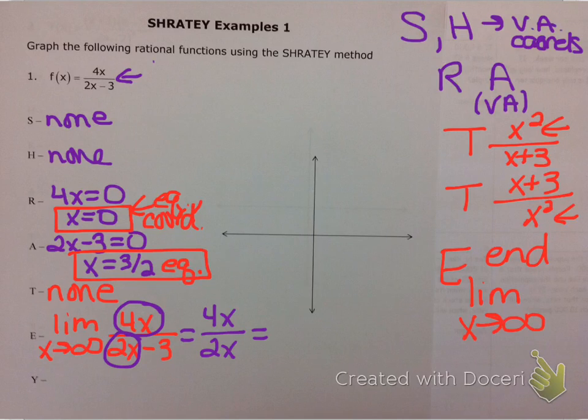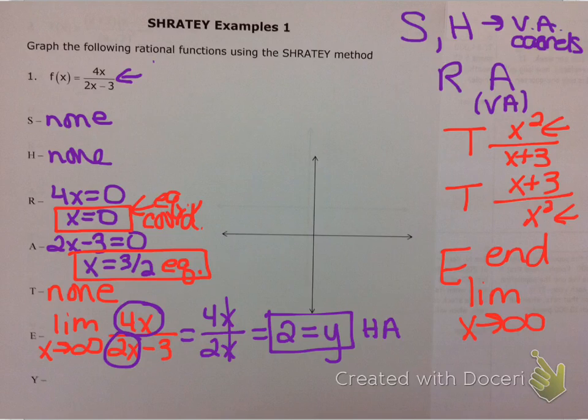In this case, when you reduce, the x's outright cancel, and 4 divided by 2 is 2. And so what that tells me is that my end behavior approaches a y value of 2, which means I've got a horizontal asymptote there. So the E step is always going to be calculating a horizontal asymptote, or what we call an oblique asymptote. The horizontals are the only ones you've seen so far. So obliques will be new, and we'll deal with them when we get to them.